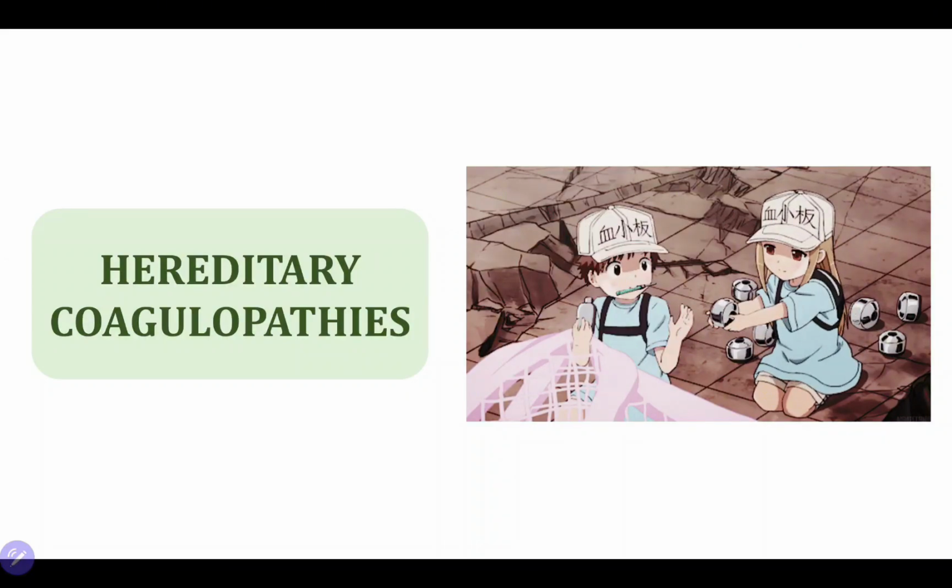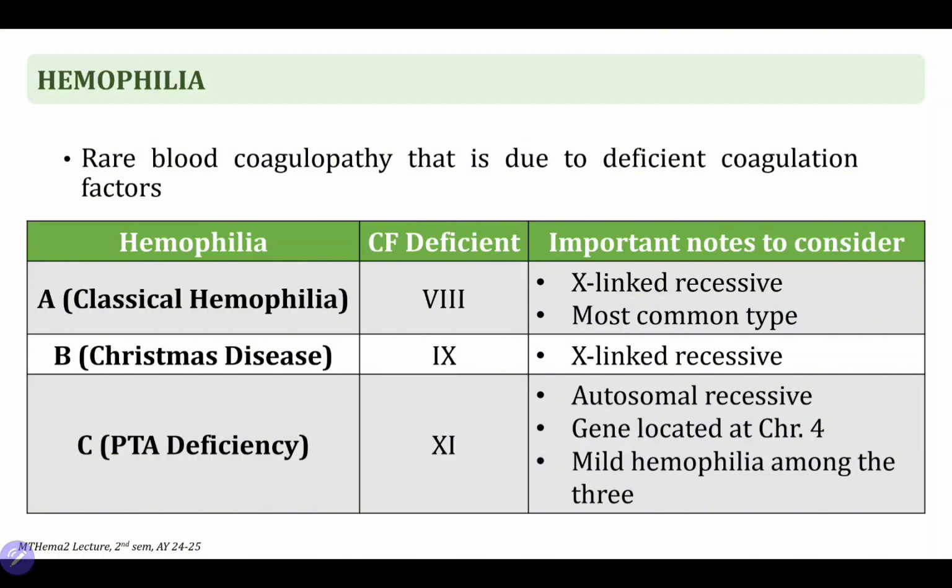Let's go over now with your different hereditary coagulopathies. First off are your hemophilias. When we say hemophilia, these are rare blood coagulopathy that is due to deficient coagulation factors. We have 3 classifications of hemophilia. You have your hemophilia A, B, and C.